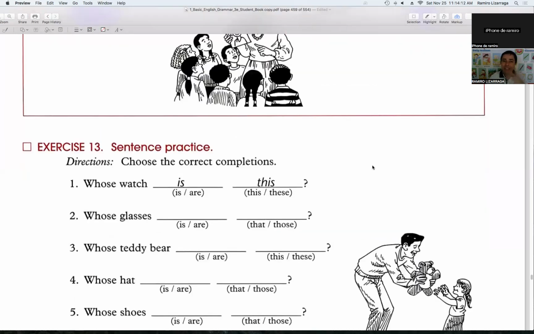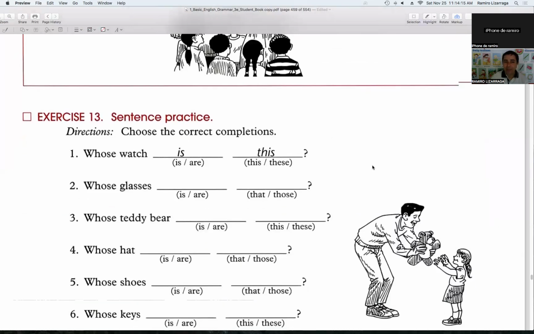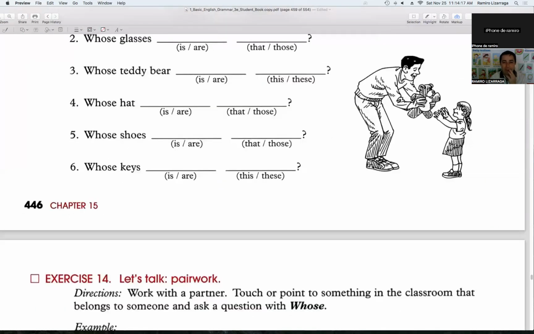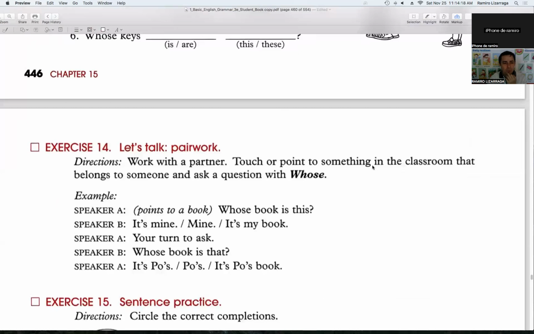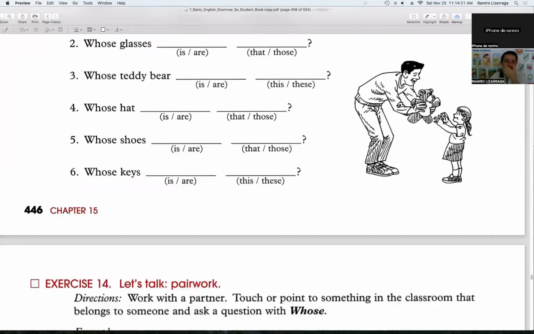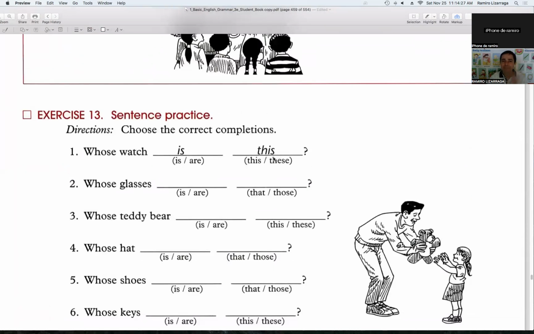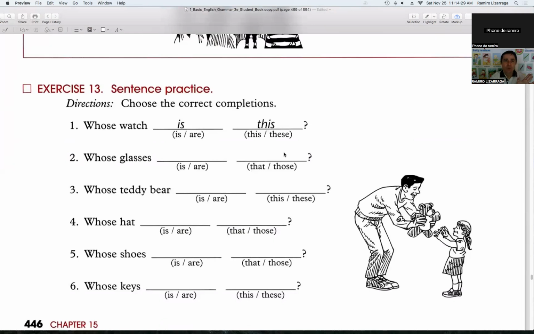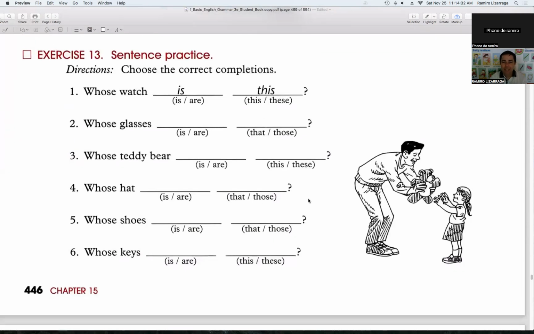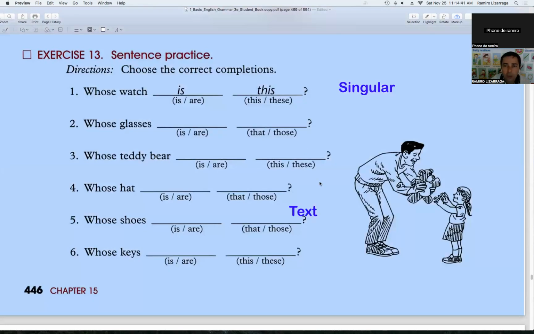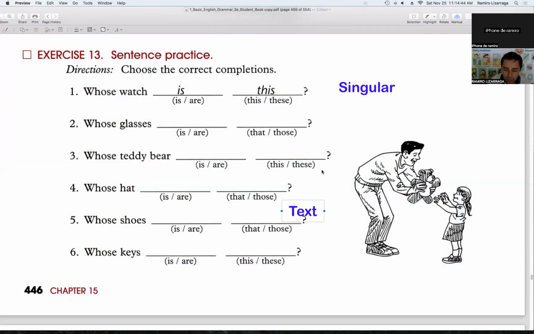So now let's practice a little bit. We have to choose if it is whose or who. I would like to do that. Okay. So number one here is whose watch is this? Pretty simple, right? So let me see here. Let me do this. I'm going to use the word singular, and I'm also going to use plural, so I can help you.